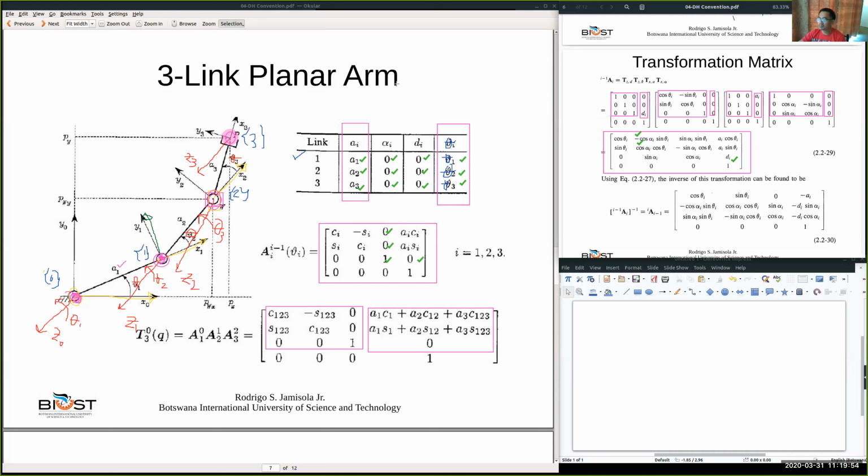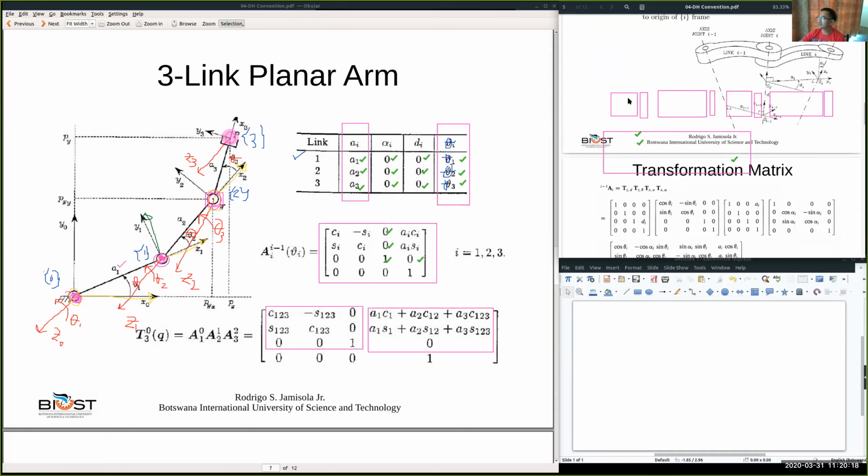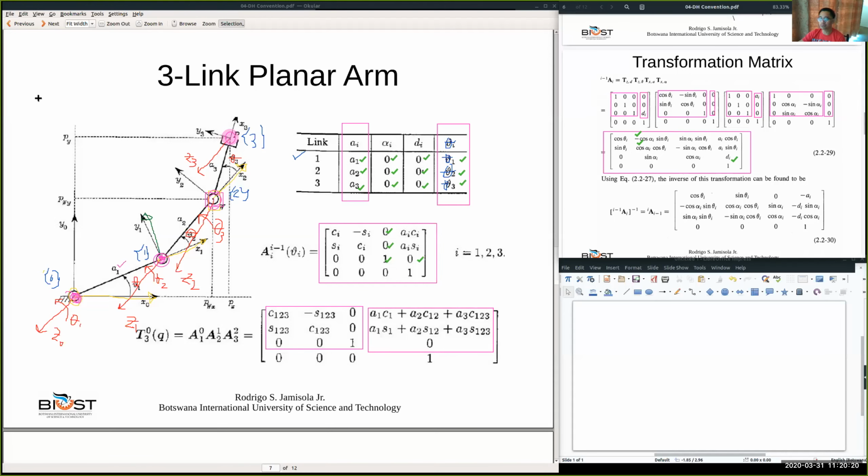And okay, let me just check to be clear about that, because it's along the z-axis. We say that it should be D1 because it is about the z-axis. This is the variable. So we move along the z-axis, so D1 should be the variable. Okay, let's correct this one. So where's the annotation?